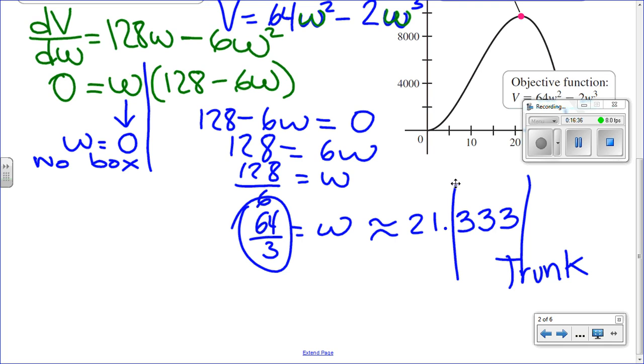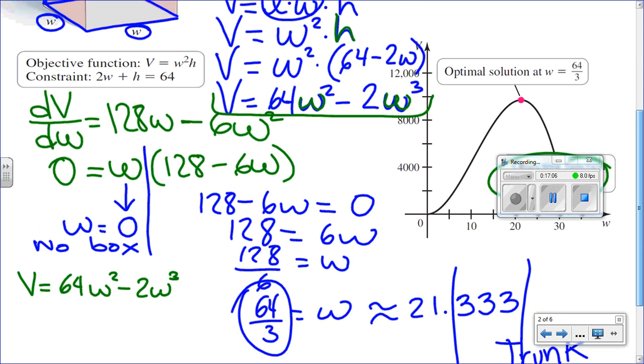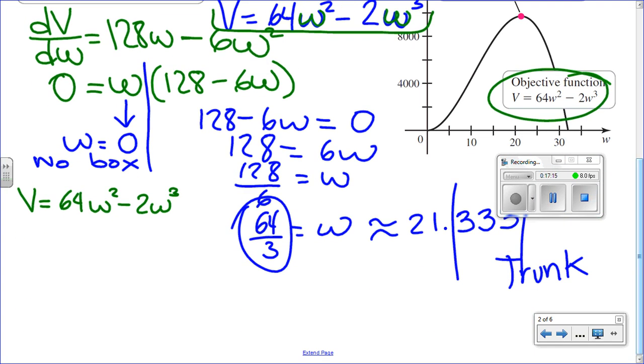In fact, it would be better if you use the exact solution, which is the fraction, to find the maximum. What are we talking about? Volume in this case. So we use the function for volume, the one that we found here: 64w squared minus 2w cubed. Remember, we found it from here, after we substituted the height with the expression for w. So you substitute your 64 thirds there.